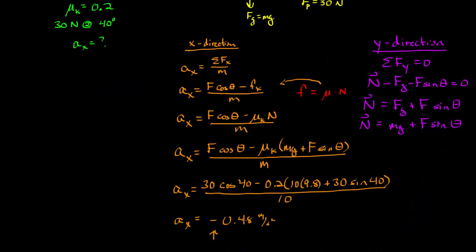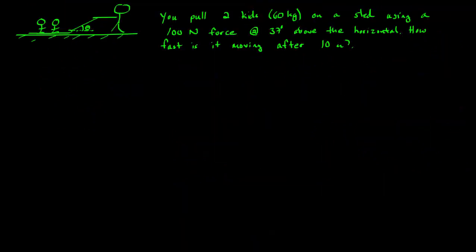I think we'll do one more. Okay, so here's the deal. You're pulling a couple of kids on a sled across snow. You're exerting a 100 Newton force on a rope angled at 37 degrees above the horizontal. The question is, how fast is it going after it's gone 10 meters?